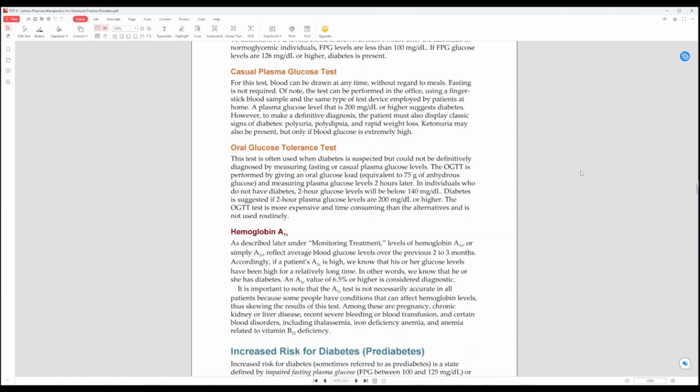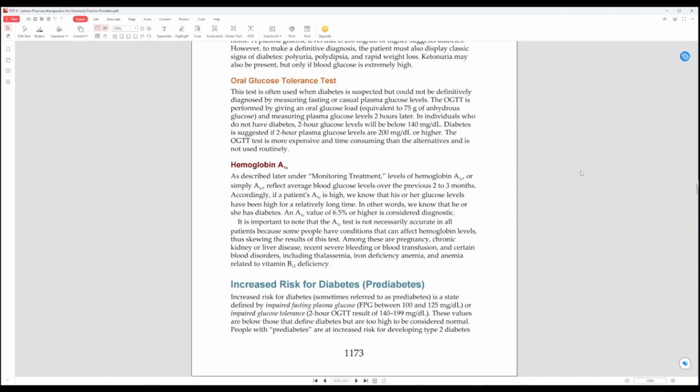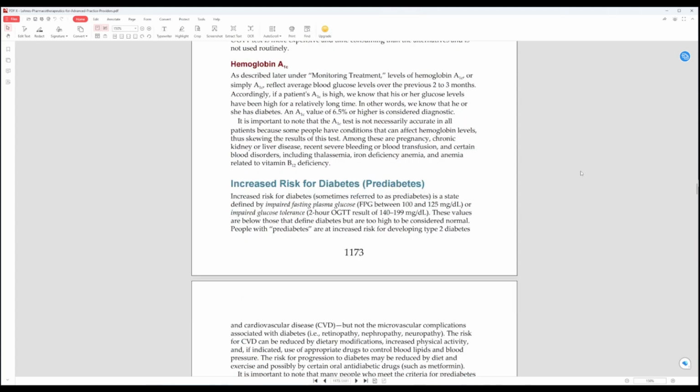Which brings us to one of the blood tests, your hemoglobin A1C. Again, as it will be described later, monitoring treatment, levels of hemoglobin A1C, or simply A1C, reflects average blood glucose levels over the previous 2 to 3 months. Accordingly, if a patient's A1C is high, we know that his or her glucose levels have been high for a relatively long time. In other words, we know that he or she has diabetes. An A1C value of 6.5 or higher is considered diagnostic.